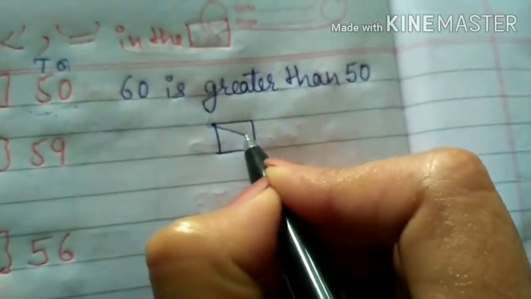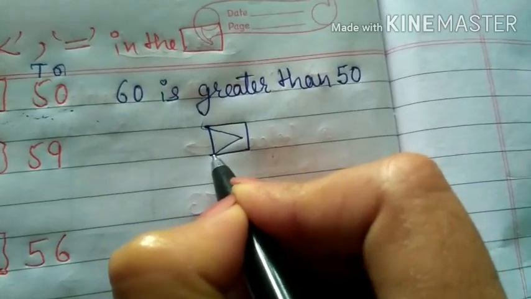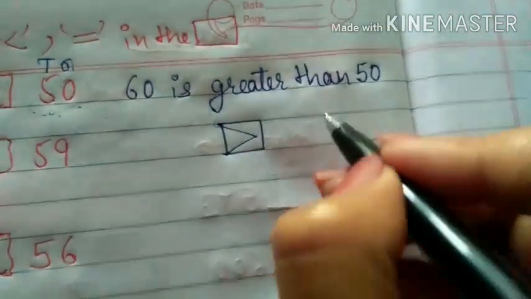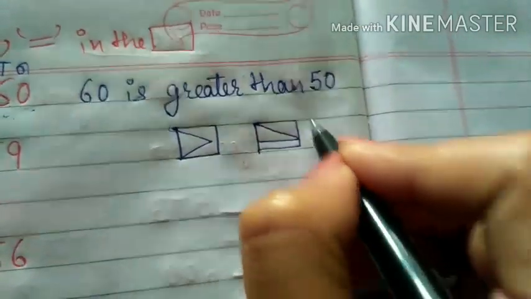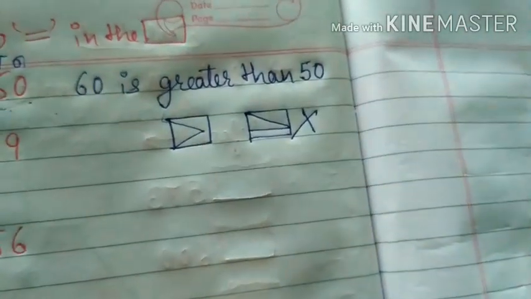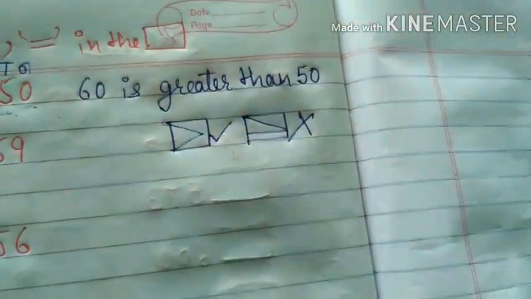Start the sign from here and like this. If you mark a sign like this, this one is the wrong way to write the sign. This is the right way.